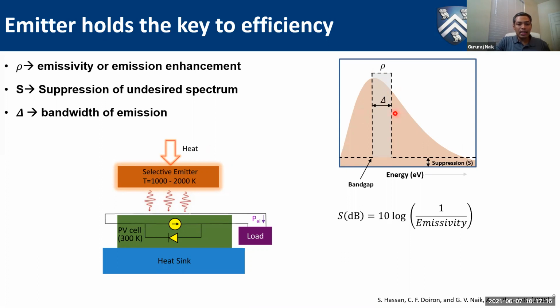Let's say that this emitter is at a temperature somewhere between 1000 and 2000, and then we have the black body emission curve corresponding to that, and the filtering functionality of the selective emitter is approximated by a step function. So in the bandwidth where we want to emit, let's say the emissivity is given by rho, which is 1 or 100% if it is really a good emitter. It can also go beyond 100% if you have focusing or concentration. And in the region where we don't want emission, let's say the suppression is some number. It's very small, but it's still some number. So we express this in dB.